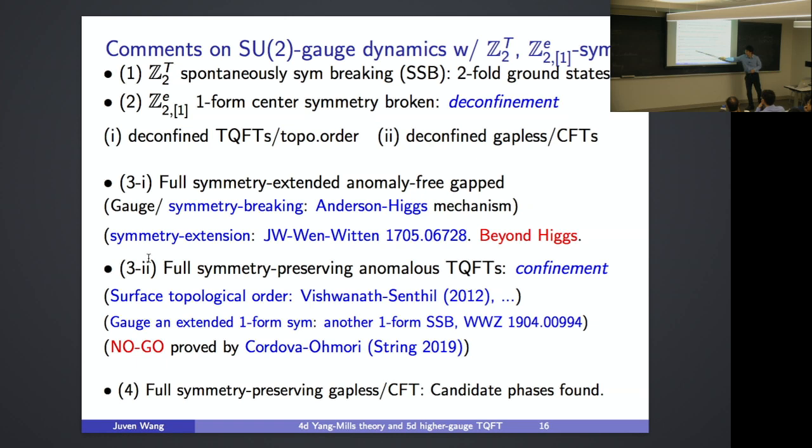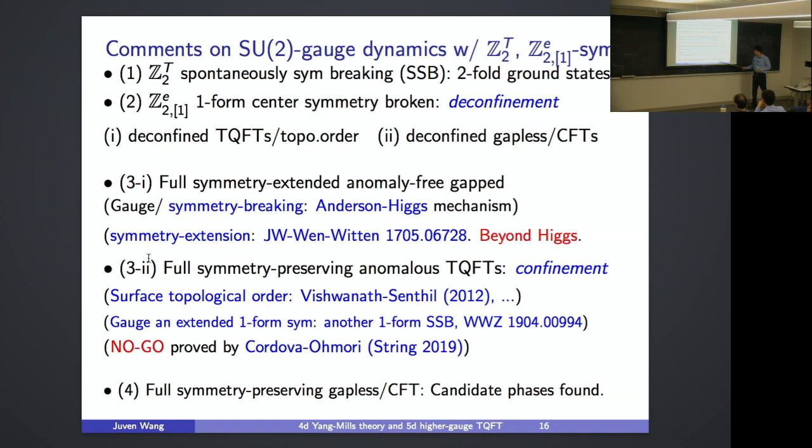Here we consider 4D. So we gauge the one-form symmetry, and it turns out it will break another one-form symmetry. And these are shown in the work. Clay Cordova and Kantaro Ohmori, my colleague at IAS, actually proved a no-go theorem. They gave a talk saying that indeed you cannot have a fully symmetric anomalous TQFT as the low energy theory for this SU(2) Yang-Mills theory. But there are other candidates we also find for the CFT.